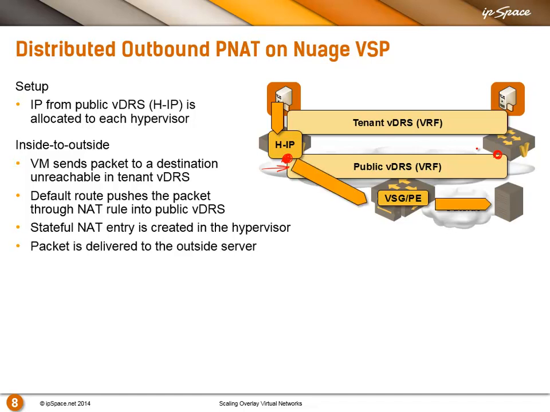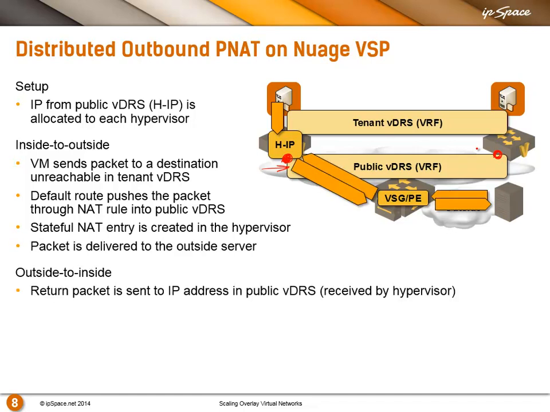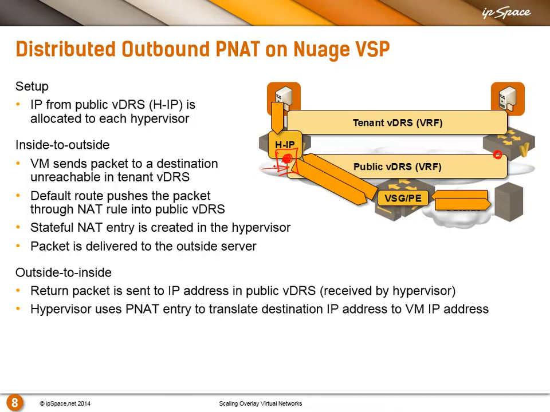And then the packet is delivered to the outside server. And when the return packet is coming back, it's sent to the IP address of the hypervisor in the public segment. And because the hypervisor already has the reverse mapping, Open vSwitch translates this to the VM IP address, and the packet is delivered to the VM.